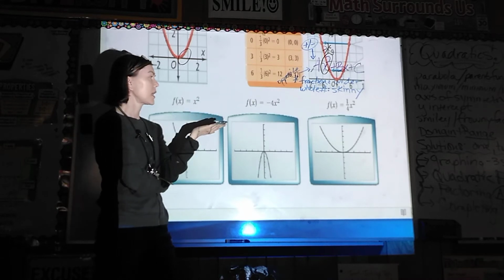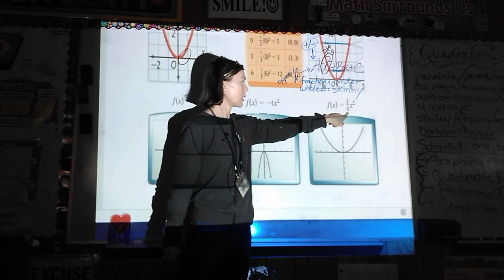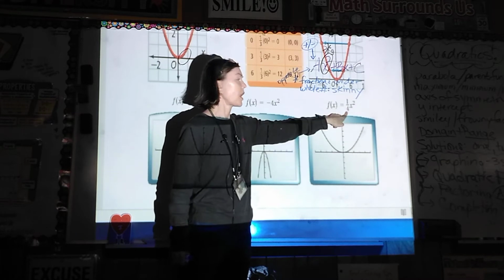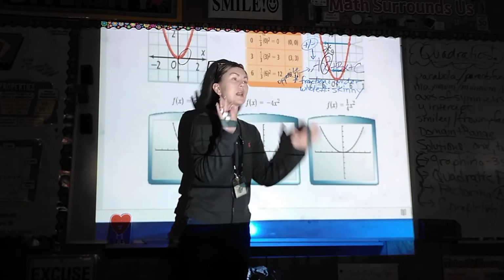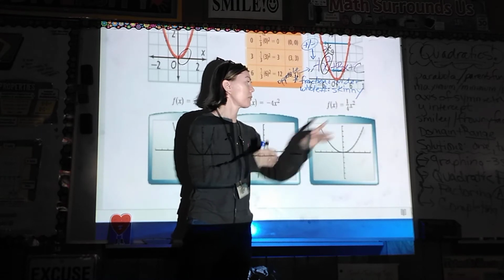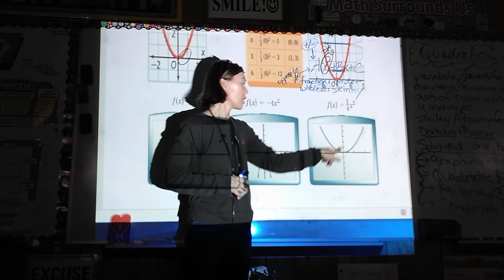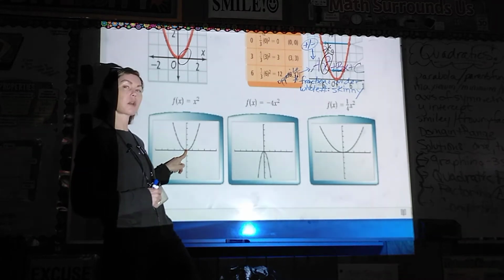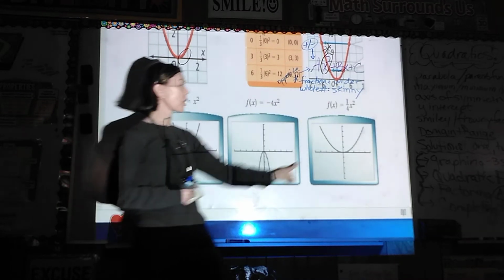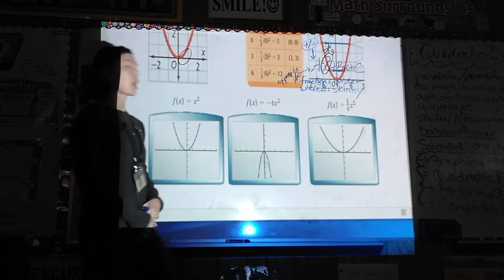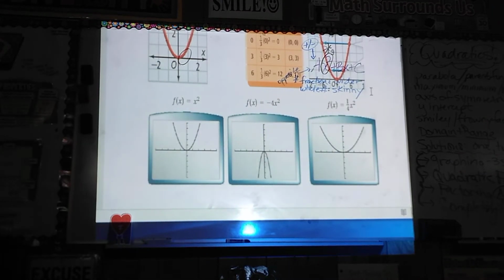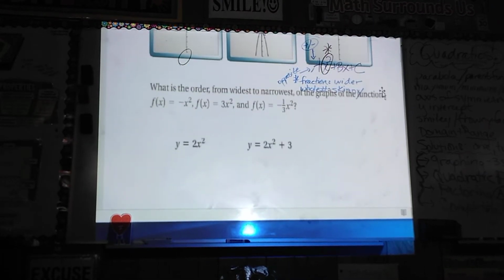Yes? Now, here's the next example. Well, that's a positive, so it's still going to be a smiley face, right? Not changing the direction. But that's a fraction. So do you see from the original, here's our parent function, how that fraction made it wider? So here's a question that you might be given on the EOC.